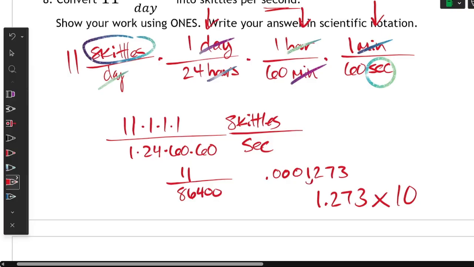Because if I do that, that's going to move it out of there. That's 1, 2, 3, 4 times. So times 10 to the negative fourth. Remember, negative powers are equivalent to dividing by 10. So I just divided by 10 4 times.